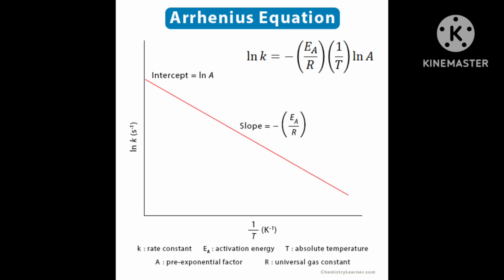Means ln K1. Then at T1 temperature, ln K1 is equal to minus EA upon RT1 plus ln A. ln A is the constant. Then this is the first expression at temperature T1, and in the same way at temperature T2, what will be the value? Then ln K2, at T2 temperature, K will be K2. Then ln K2 is equal to minus EA upon RT2 plus ln A. Correct? Then two temperatures you have considered, two equations you got.